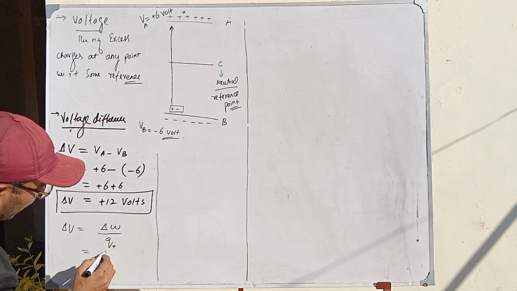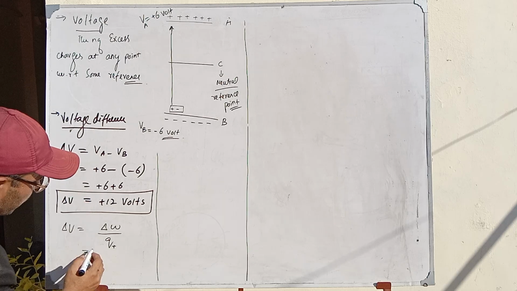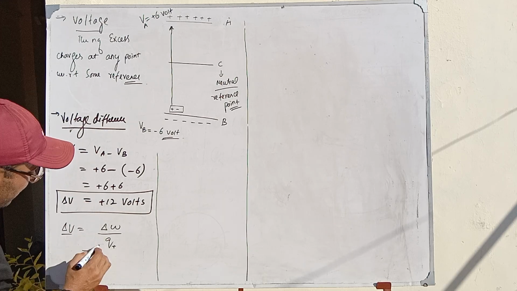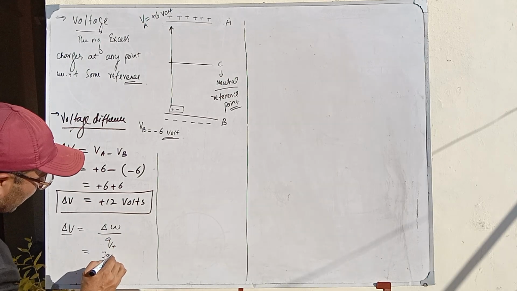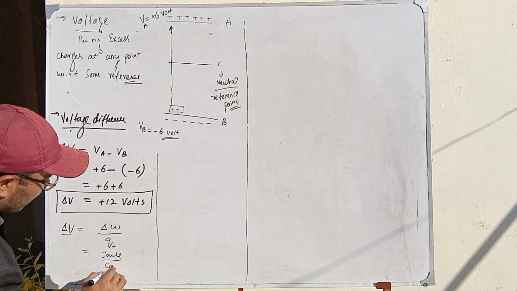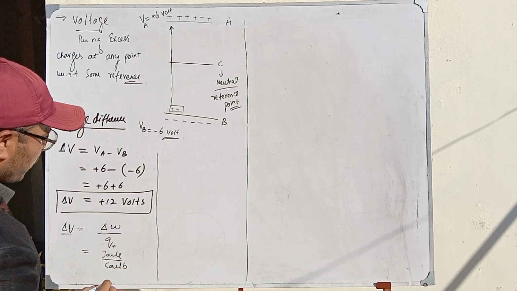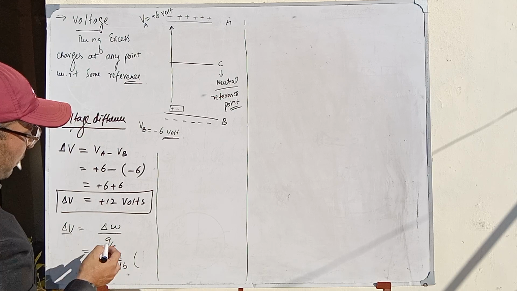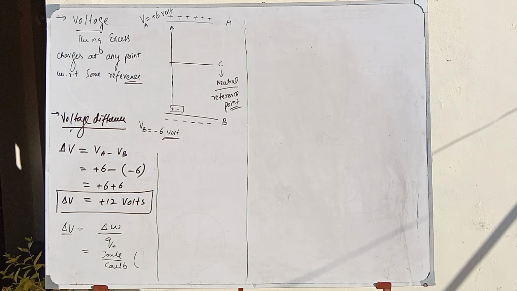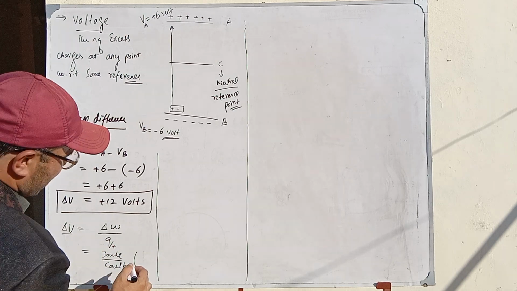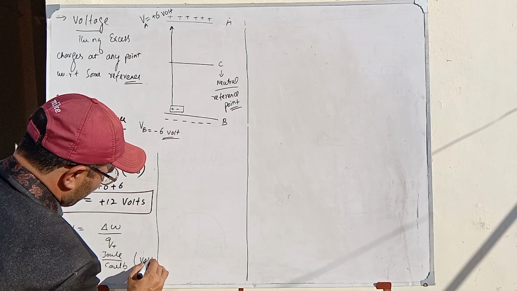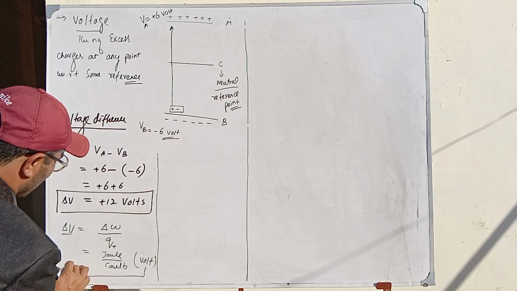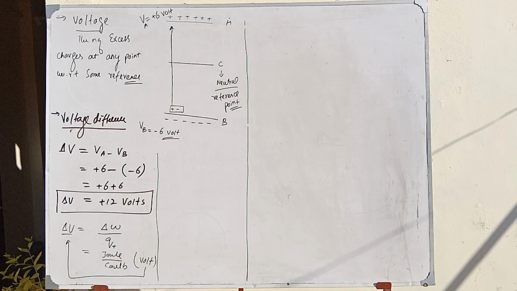And from here I will derive a unit for the potential difference. So delta V has a unit of joule, and here I will use a coulomb. So joule per coulomb is a derived unit for the potential difference, but I will name it volt, which is the SI unit for the potential difference.